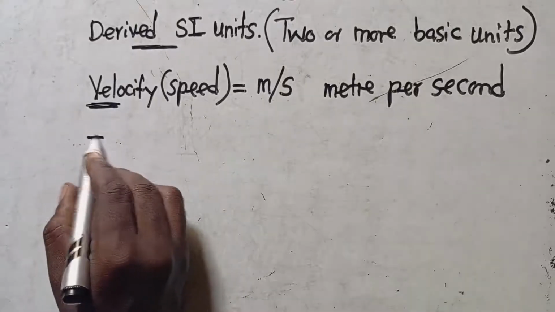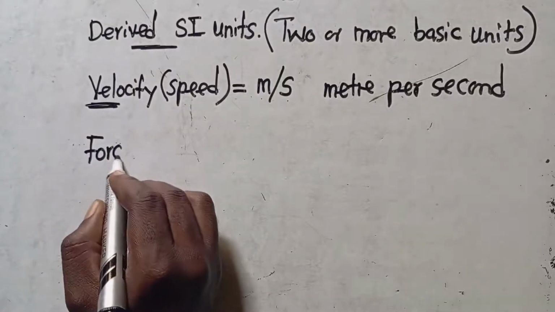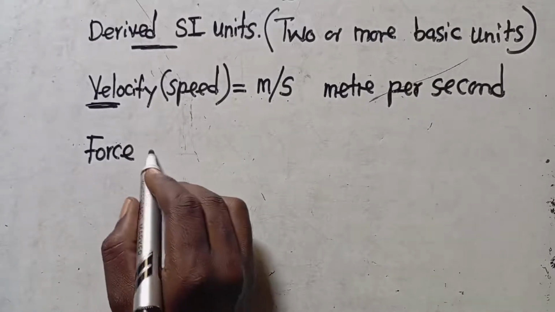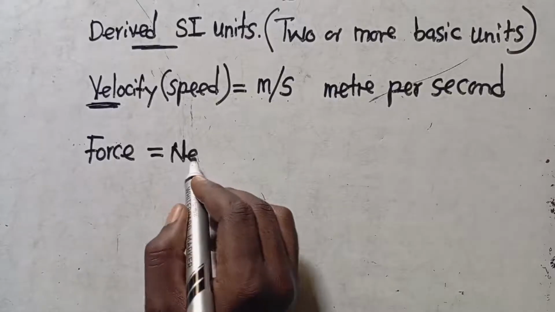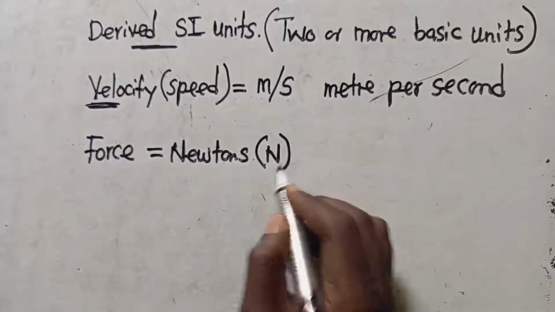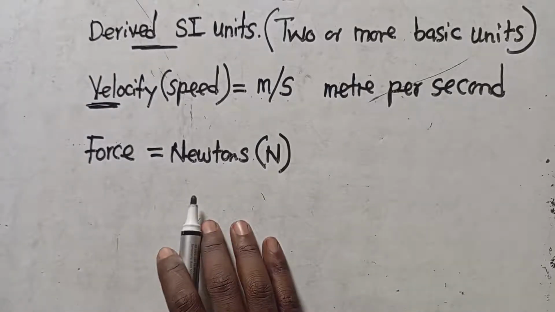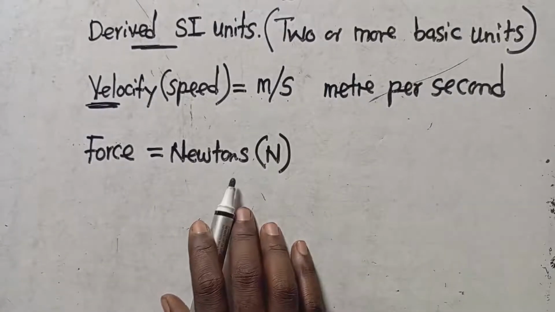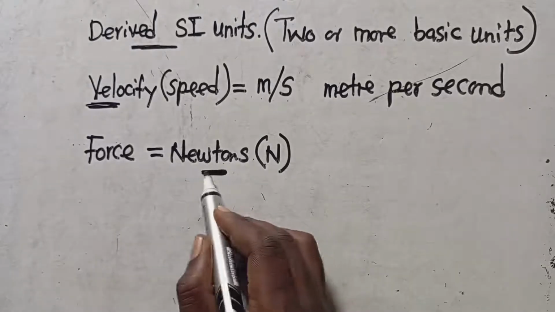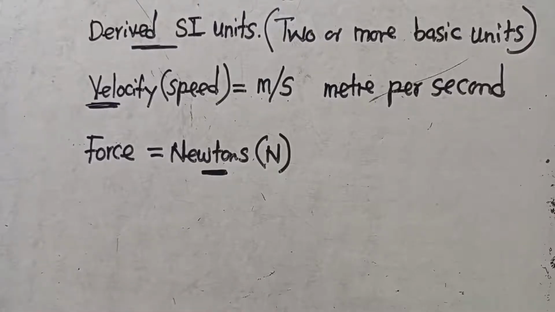We know that force, you know that the SI unit for force is what? It is newtons, which is capital N, like this. Newtons, SI unit for force. So can we say that force is a basic unit? No, because for us to come up with these newtons, we've combined certain basic units, by definition. If you don't know where we are going, you are going to understand.